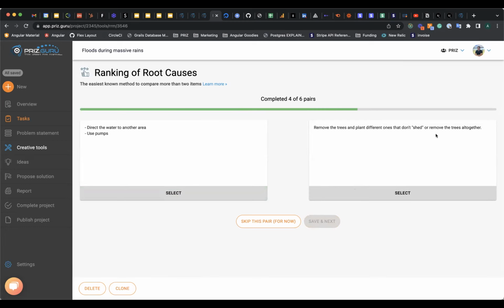Redirect the water versus replant. You know, we're not going to kill the trees. Yeah. Redesign the opening versus redirect water. I think this is much more involved in this particular case. So let's try to redesign the opening.